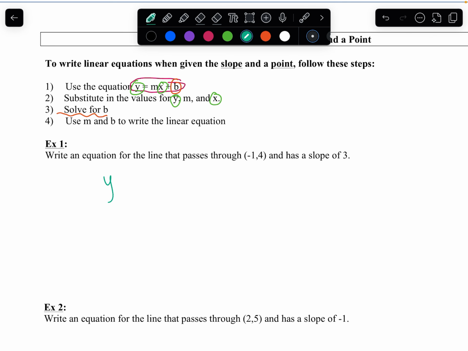So again, this is what we're going to do. y equals mx plus b. We have our slope, which is 3, and we have our coordinate x comma y. So we're going to plug those in. So y is 4. My slope is 3. My x value is -1. And then we have plus b, because we don't know what our y-intercept is.